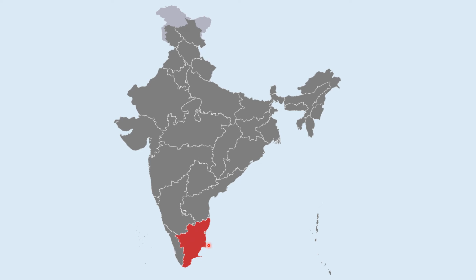This place down here in red is Tamil Nadu. Can you tell me, children, where does Tamil Nadu lie in India? To the south. It lies to the south of India. See, this is the north, this is the east, this is the west, but Tamil Nadu is right down here and it lies to the south of India.